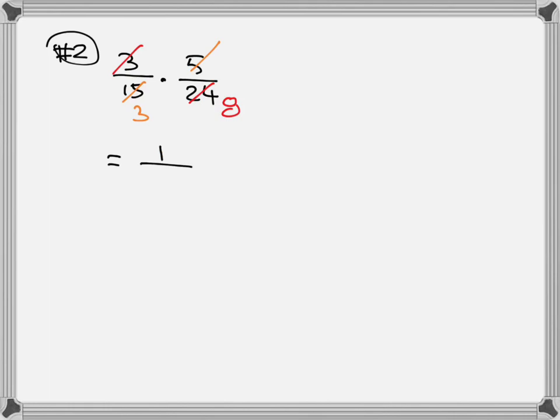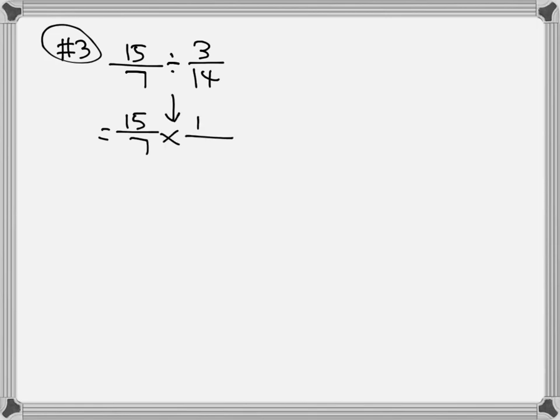Question number 2. So here we have 3 over 15 times 5 over 24. So here, okay, we try to cancel. So here, let's cancel this. 3 goes into 24 8 times. Then here, 5 can go into 15 3 times. So after that, our answer will be 1 over, so you multiply 3 times 8, gives you 24. So that's our answer. Okay, next, let's look at number 3.